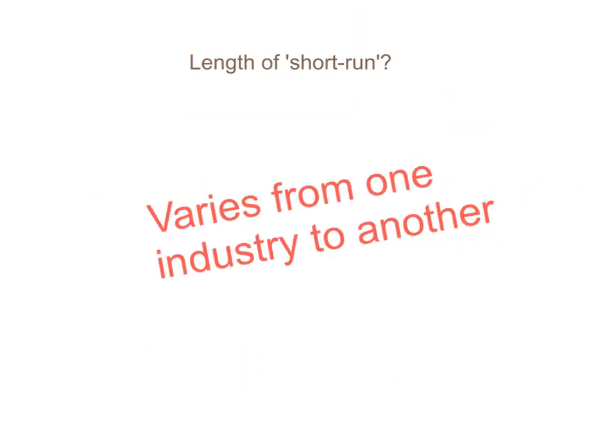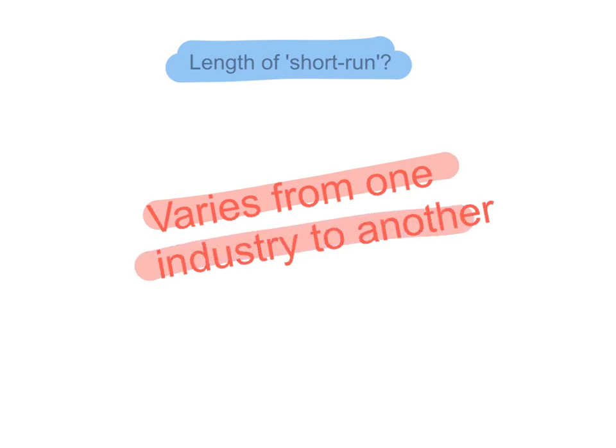A question I get asked a lot in class is how long is the short run? What is the length of the short run? Well, it varies from one industry to another. For example, for a baker to increase the number of ovens in their bakery, this might take a couple of weeks or a month at the most.